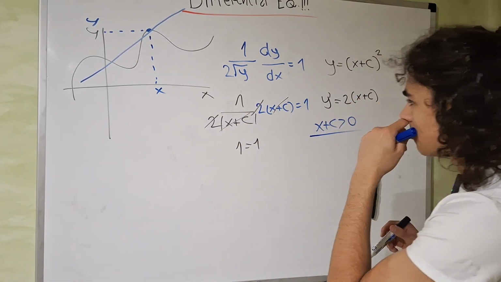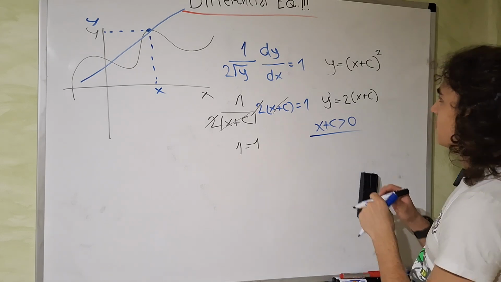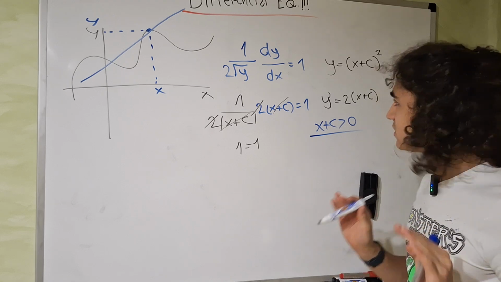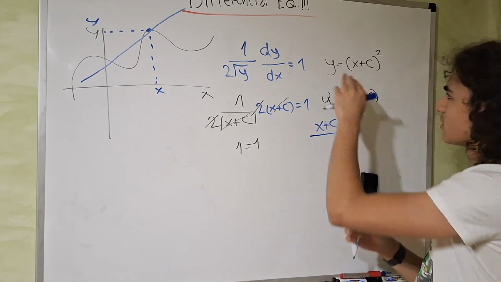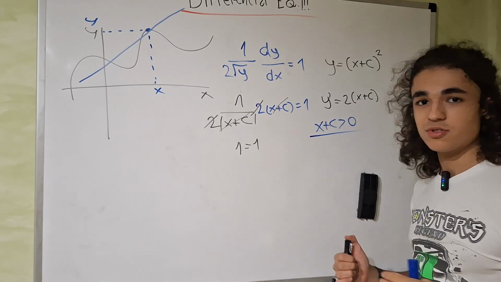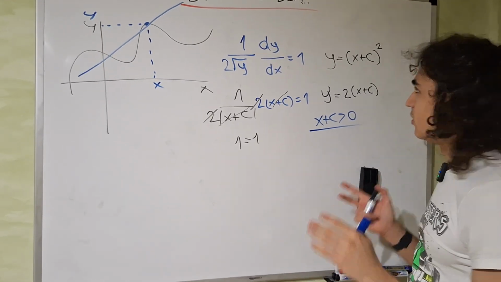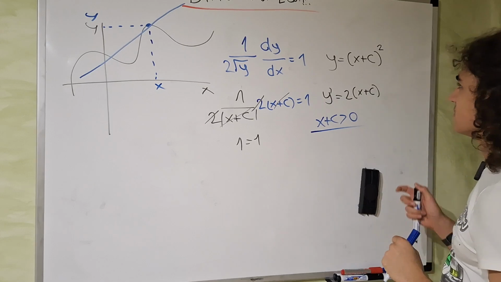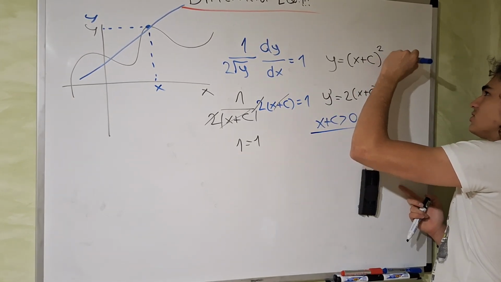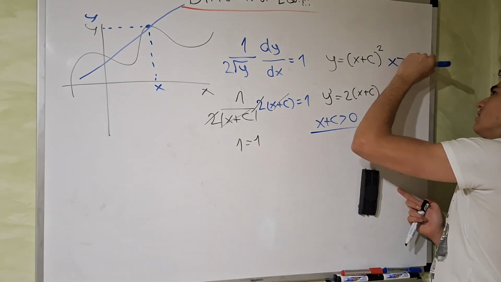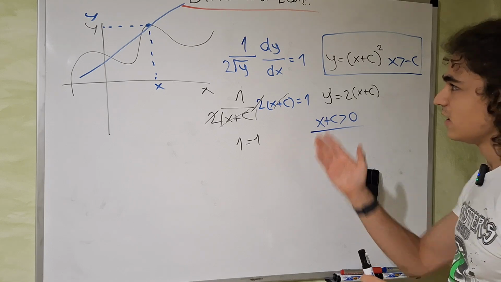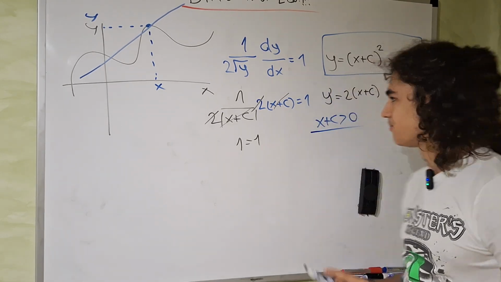So this differential equation is satisfied for this function, but we also need to specify the domain, and this is a very important point, because the function is not only how you write the algebraic expression for the function, it's also the domain of the function. So a very important point is to specify the domain, and the domain is that x has to be greater than minus c. This is the function that satisfies this differential equation.